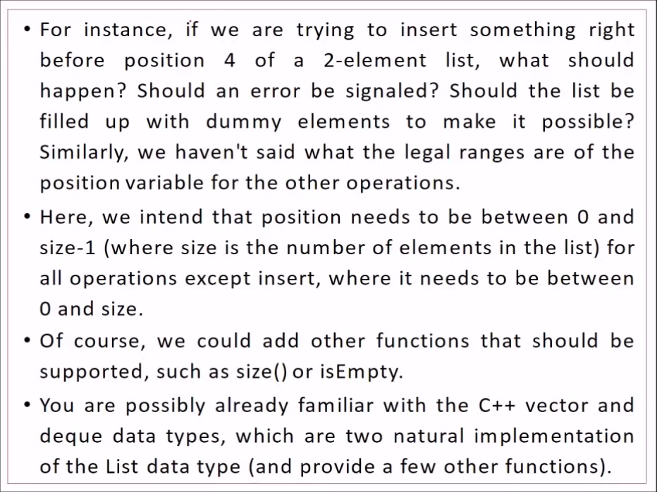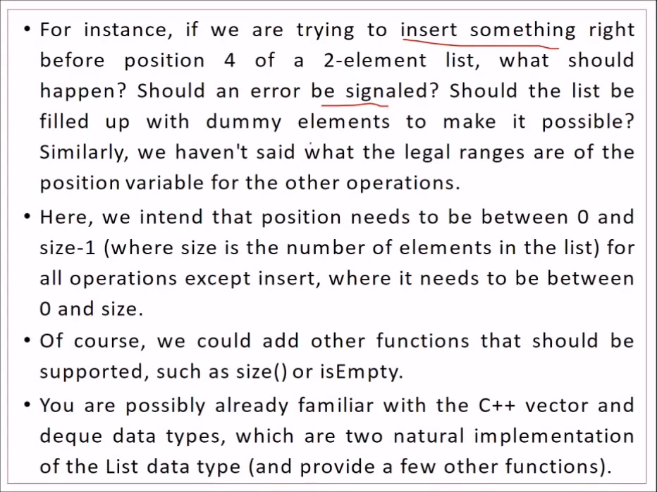Let us take an example. If I am trying to insert something right before position 4 of a 2-element list, what should happen? Should an error be signaled? Should the list be filled up with dummy elements to make it possible? We haven't said what the legal ranges are for the position variables of the other operations. So these are some concerns.